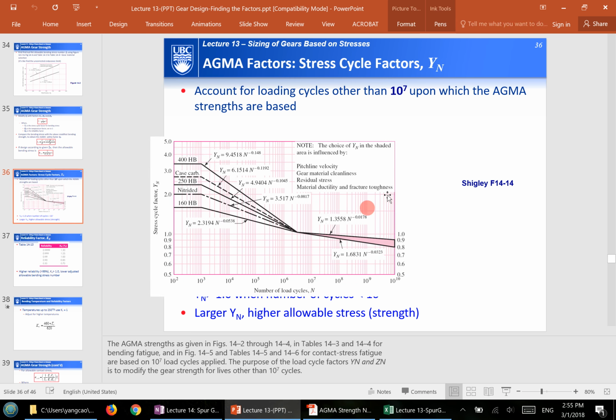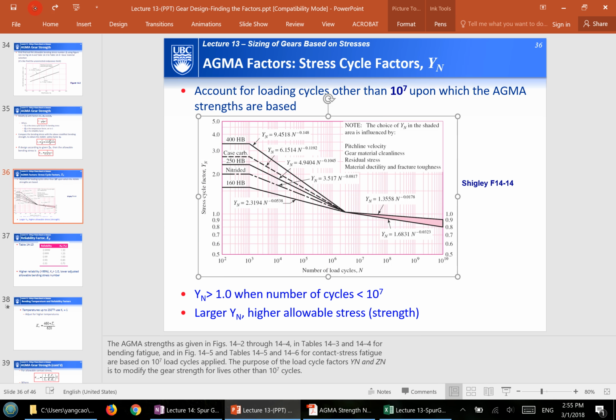So one is this line, and the other is this line here. So if you have a number of cycles that is above 10 to the power 7, you can literally choose either the top one or the bottom line here for the yn calculation. In my formula for the Excel, I choose the top one here for calculating yn.